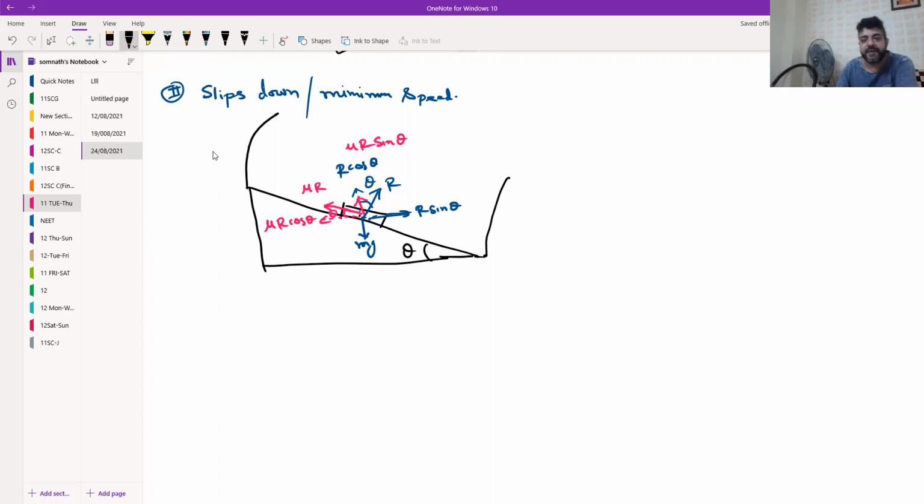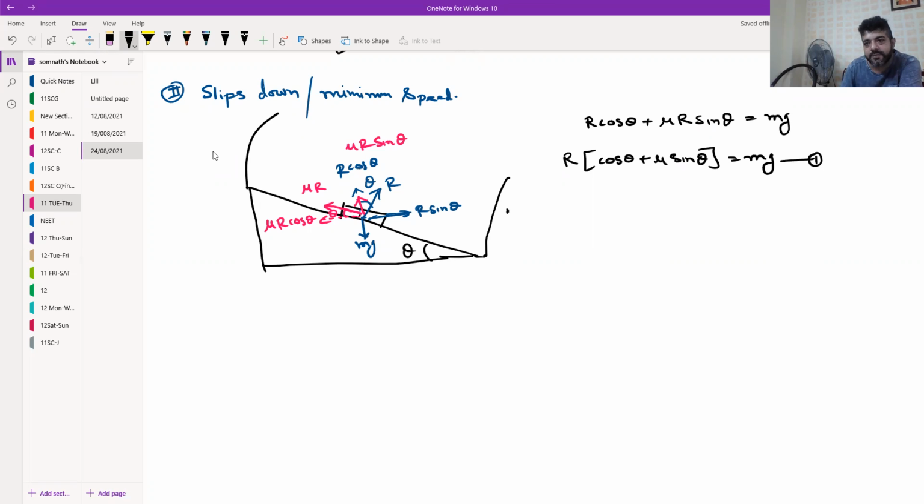So what we can write: r cos theta plus mu r sin theta is mg, equation number 1. Or you can say this like r (cos theta plus mu sin theta) is mg. Now see, this is the center.